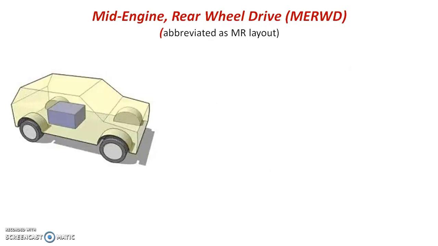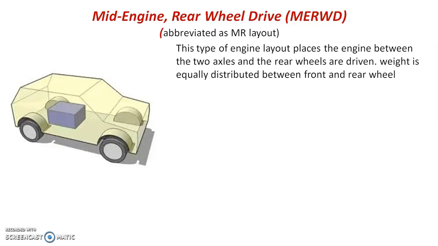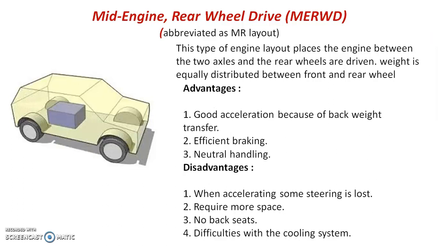This is the details regarding mid-engine rear wheel drive, MERWD, abbreviated as MR layout. This type of engine layout places the engine between the two axles and rear wheels are driven. Weight is equally distributed between the front and rear wheel. What are the advantages? Good acceleration because of back weight transfer, efficient braking, neutral handling. What are the disadvantages? When accelerating, some steering is lost, requires more space, no back seats, difficulties with the cooling system.